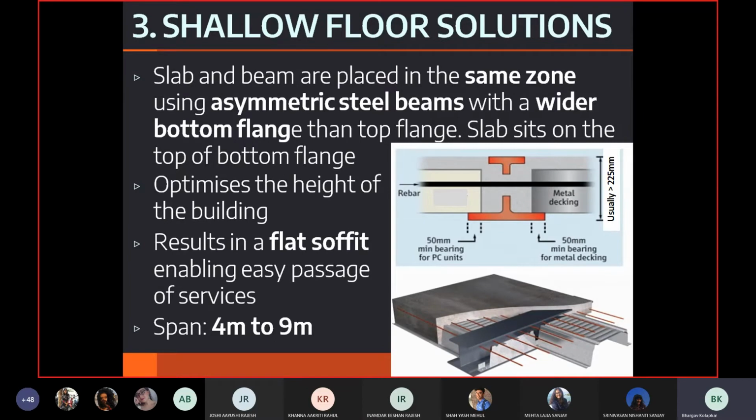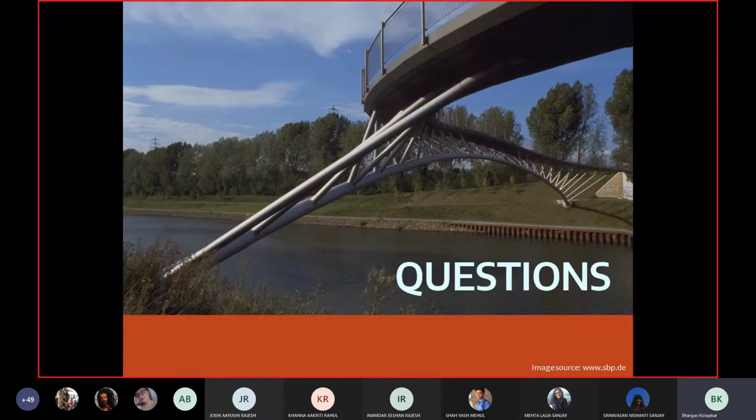Now, these are ideal for spans from about 4 to 9 meters. There are difficulties involved regarding drilling these holes and passing these rebars. It is not very commonly used, so perhaps you can look at it as a last resort in case your height restrictions are very strict. So I believe this is all you need to know about composite construction, reinforced concrete, steel concrete composite.